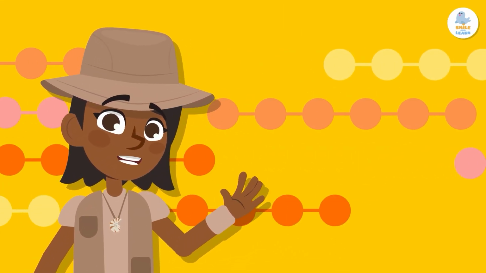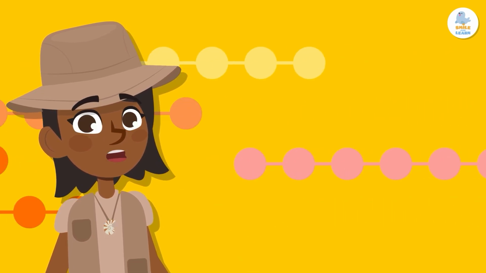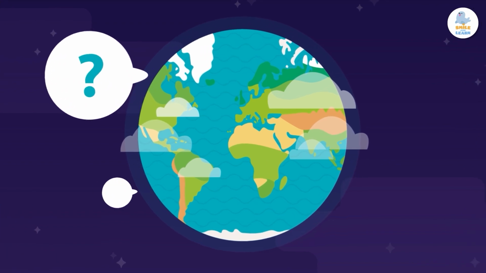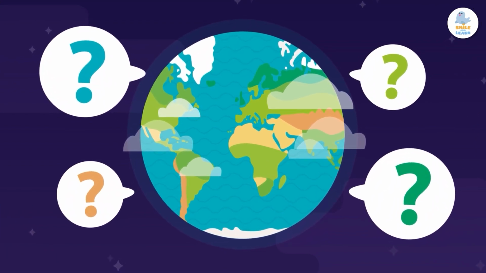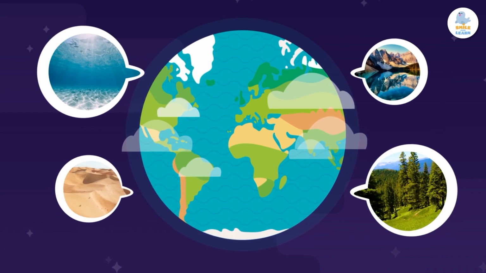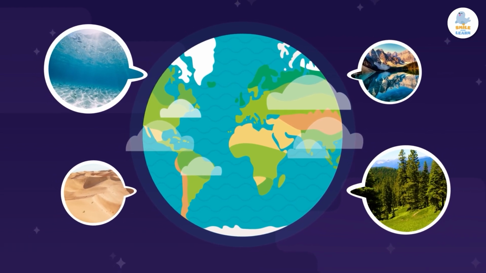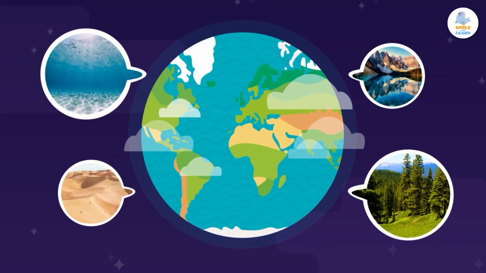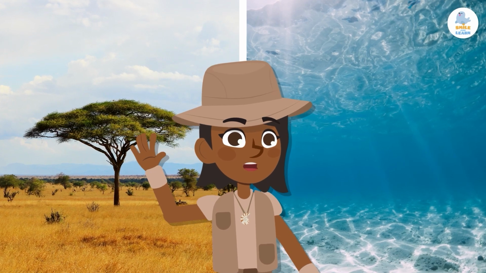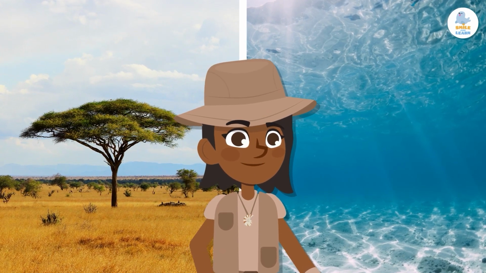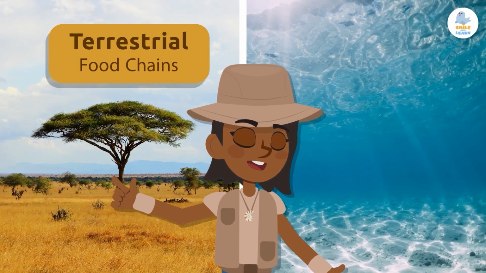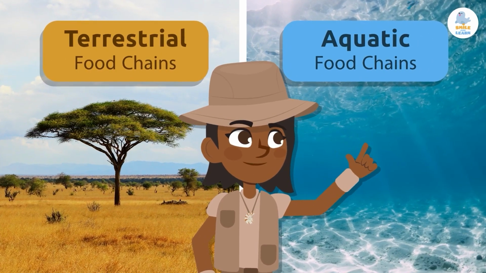One way to classify food chains is by the habitats where the living beings in the chain get their food. Let's think about our planet and all the habitats on Earth. How many habitats can you think of? That's it. There are two general types of natural habitats, terrestrial and aquatic. The living things in these habitats form many food chains. So we can classify food chains in two ways, terrestrial food chains and aquatic food chains.